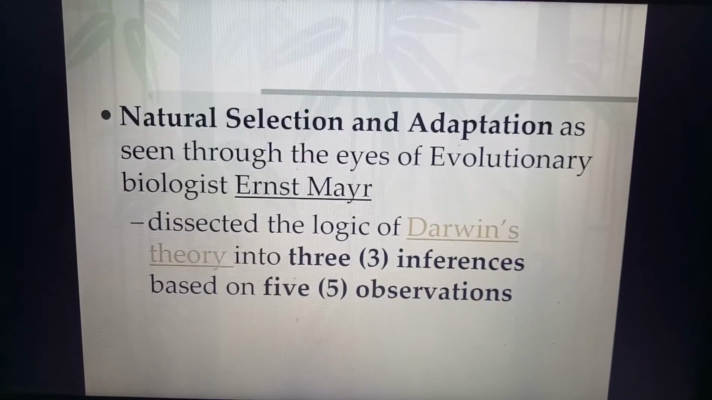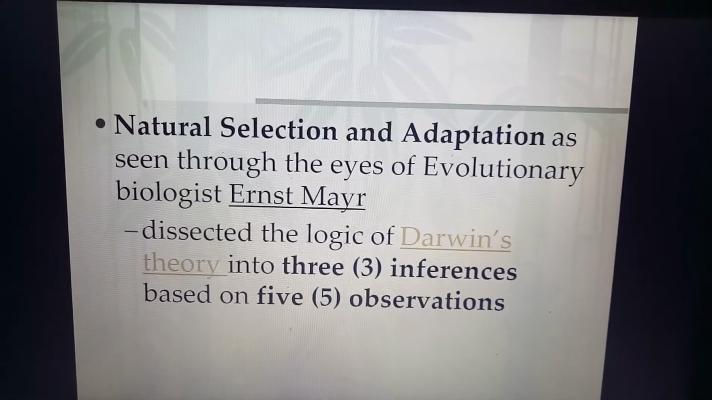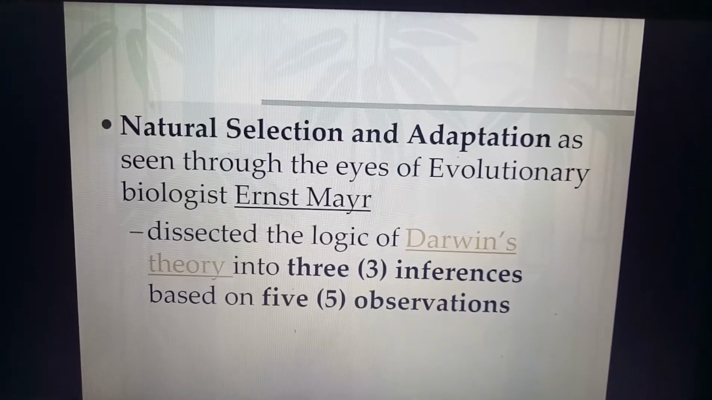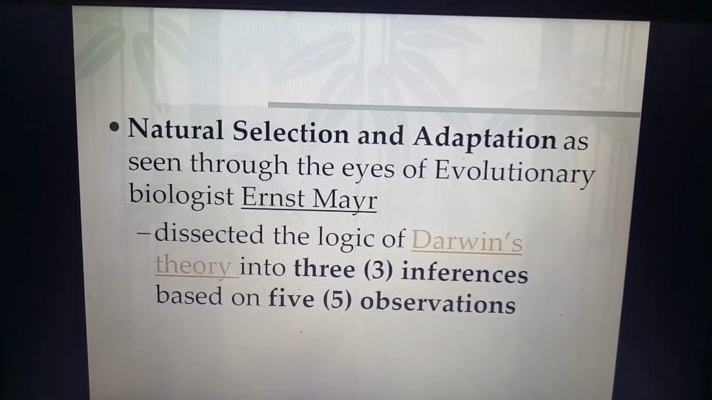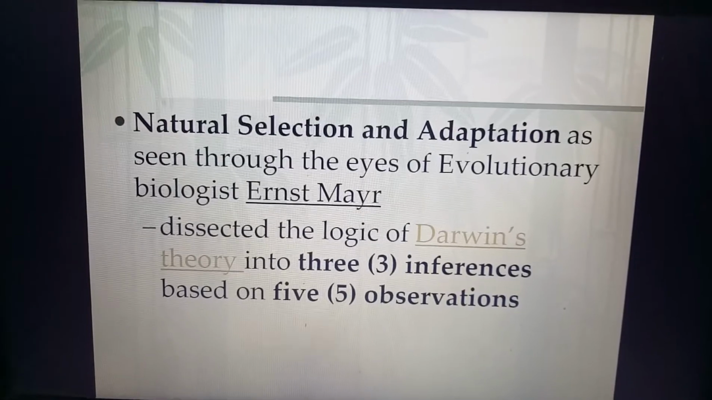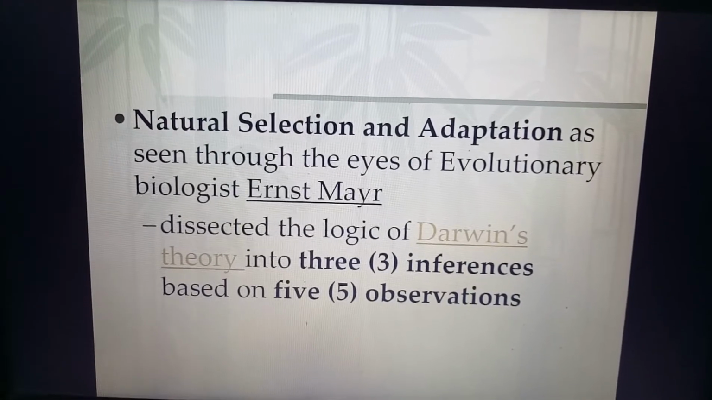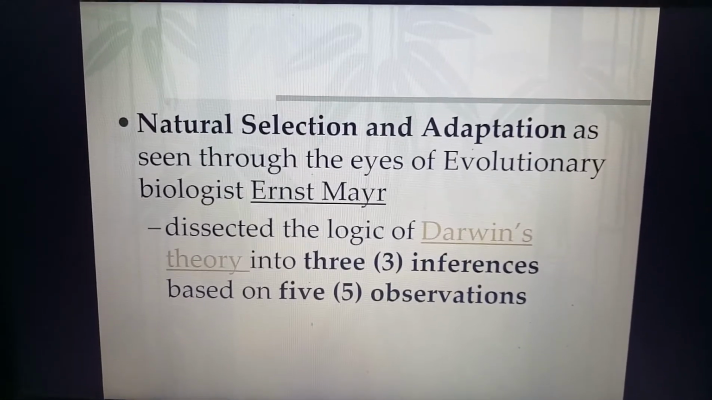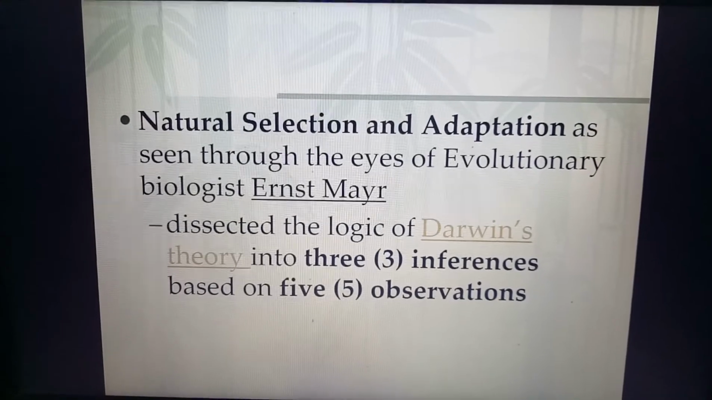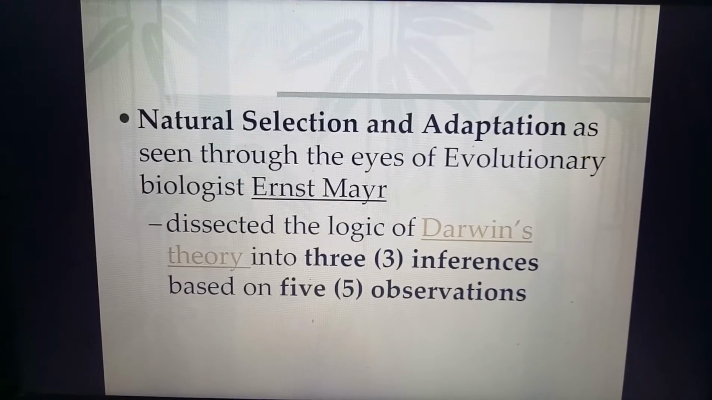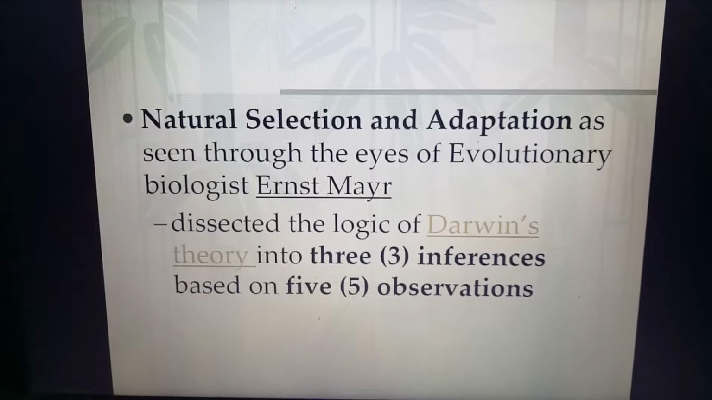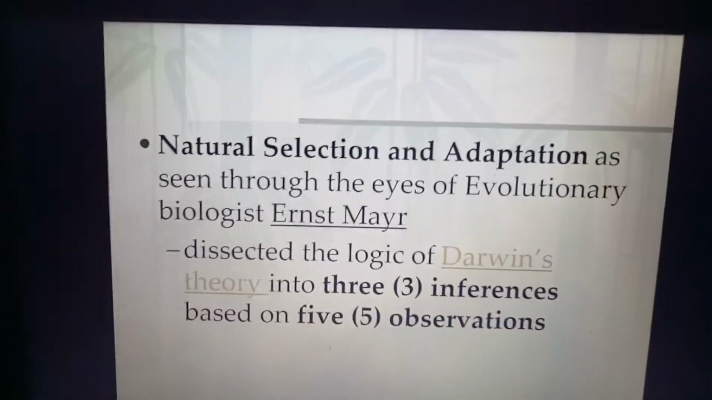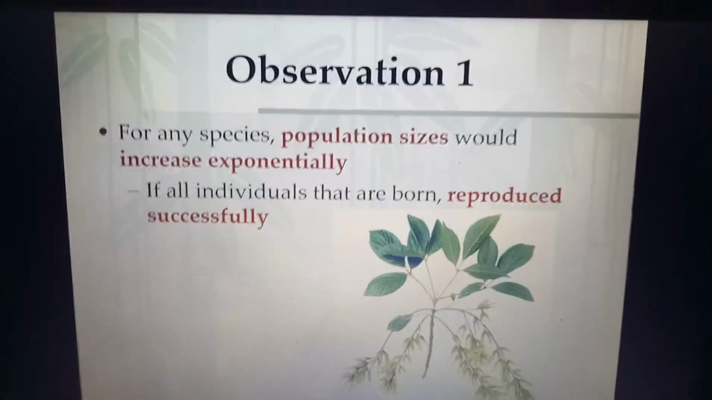So this is about natural selection and adaptation as seen through the eyes of evolutionary biologist Ernst Mayr, and of course this is also related to Darwin's theory. They compiled three inferences, or conclusions, based on five observations. Okay, let's take a look one by one.